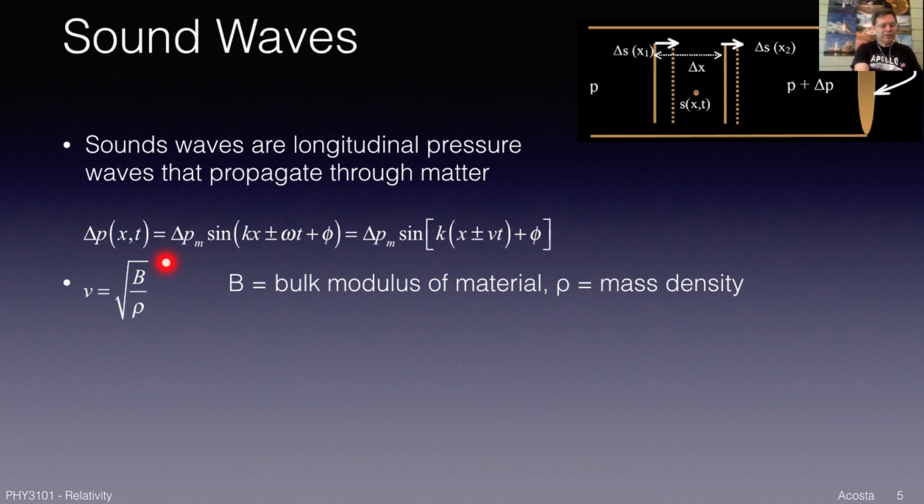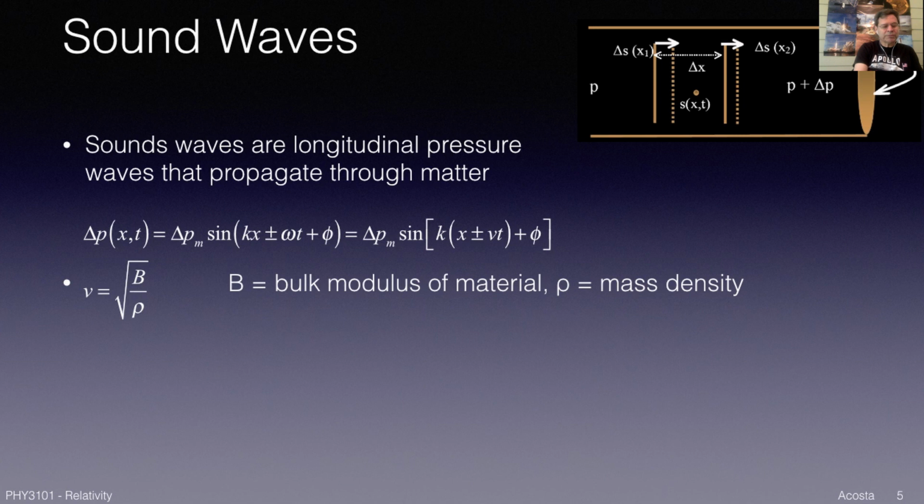And so it'll have some magnitude, and then it'll have a sinusoidally varying function, which I represent as sine of kx plus or minus omega t plus a phase angle phi. The plus or minus just has to do with which direction the wave moves. k is what's known as the wave number, and omega is the angular frequency.